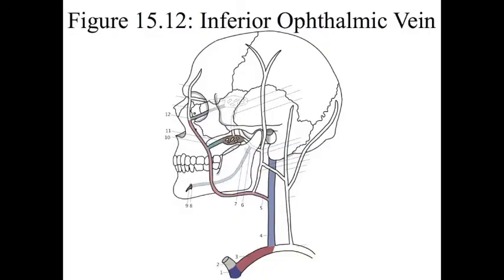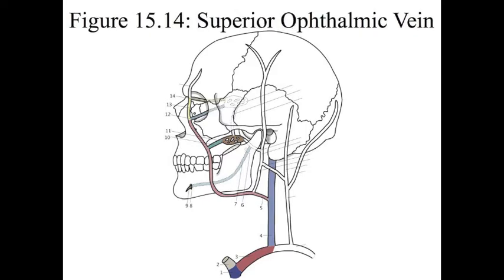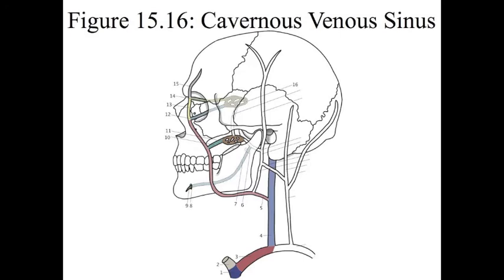Number 12 is the inferior ophthalmic vein. Number 13 is the angular vein. Number 14 is the superior ophthalmic vein. Number 15 is the supraorbital vein. 16 is the cavernous venous sinus.